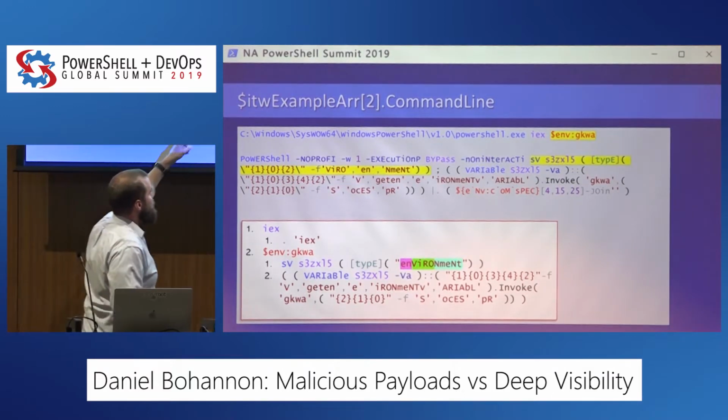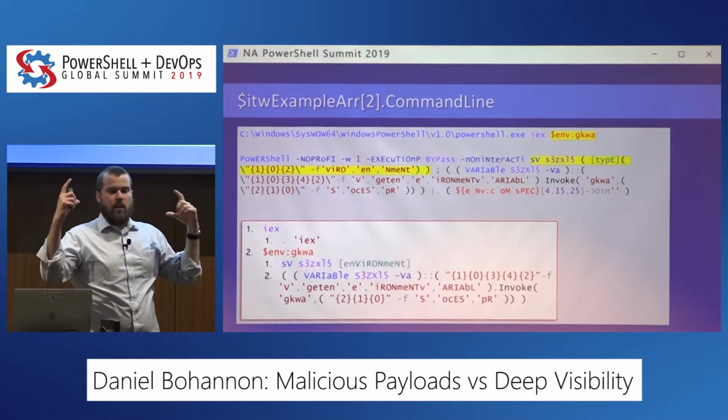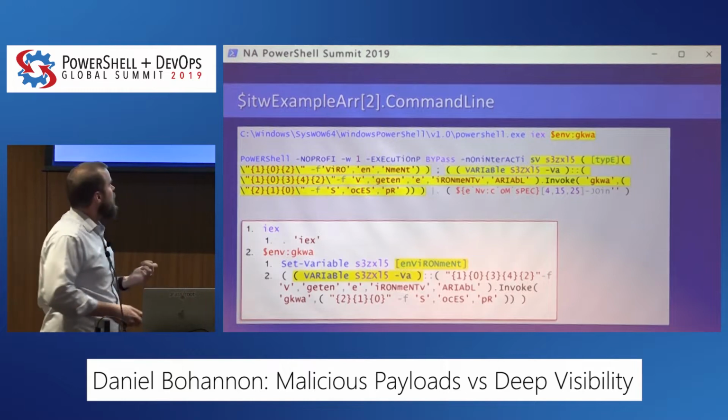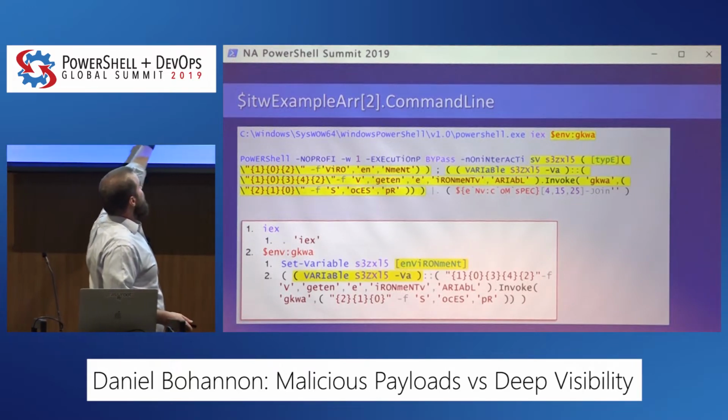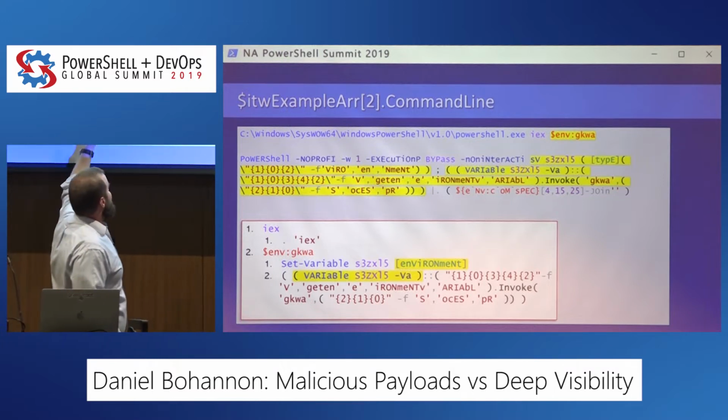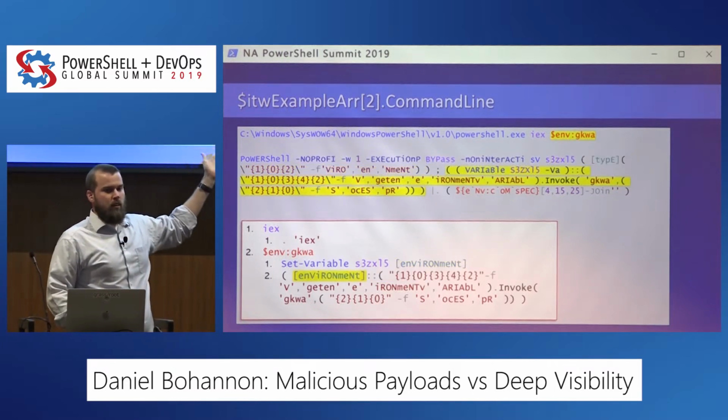And now this is a direct typecast, which is the same as the environment class. And then SV is short for set variable, all right? The second piece we can see here is invoking. This is short for get variable, and VA is short for value only. So this is the same as environment, all right?